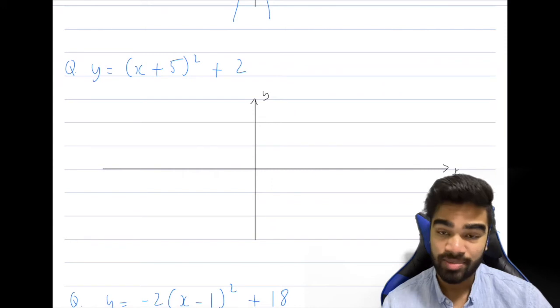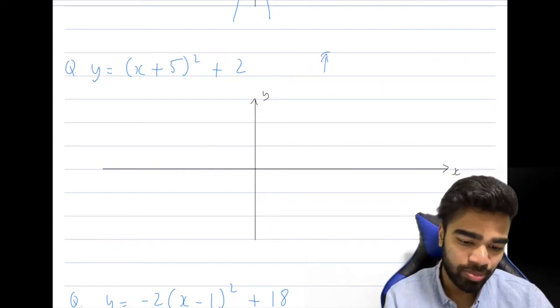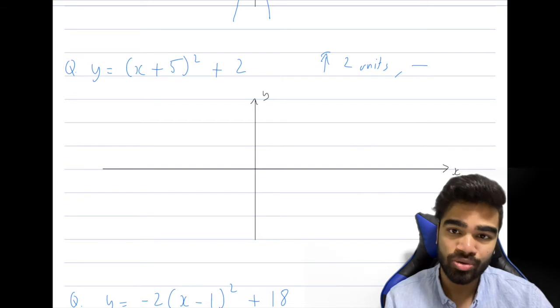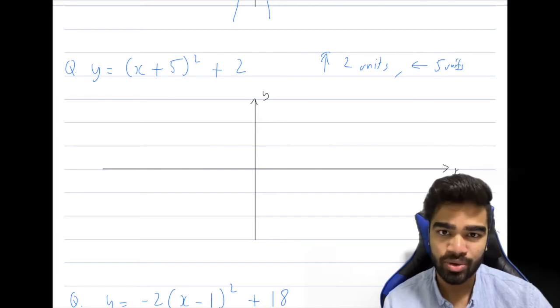So step number 1 was find the turning point. Obviously this is moving the graph up 2 units. What is the plus 5 doing? Because it's inside the brackets, it's moving the graph left. It's opposite, so left by 5 units. Can you guys tell me what are the coordinates of the turning point?